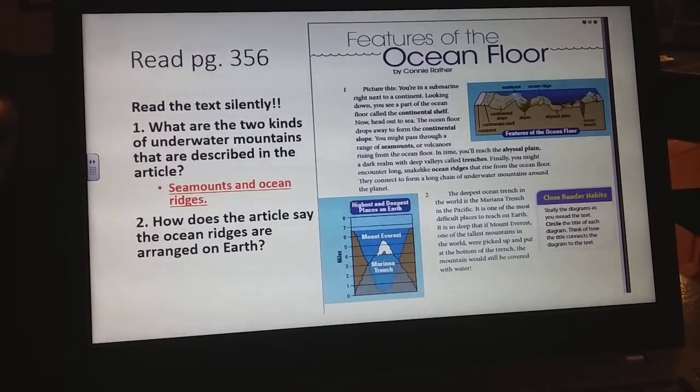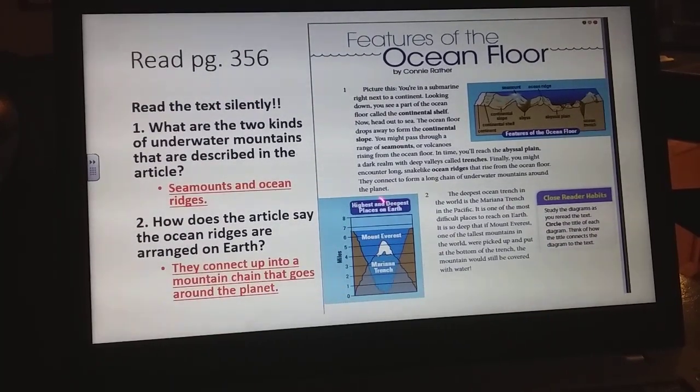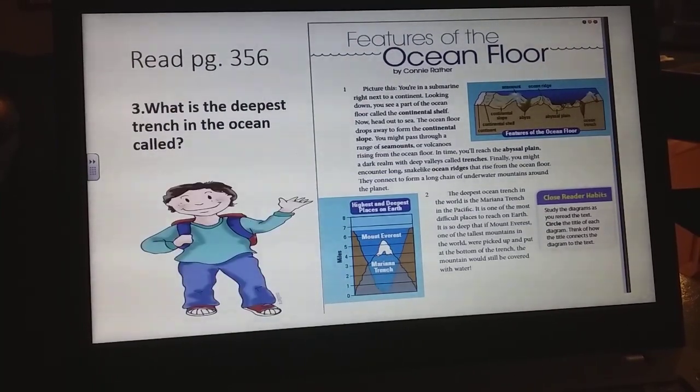Question number 2 says, how does the article say the ocean ridges are arranged on Earth? Here, if I notice, it says in the text that they connect to form a long chain of underwater mountains around the planet. So my answer would be they connect up into a mountain chain that goes around the planet. Easy peasy so far, right? It's just reading and context clues.